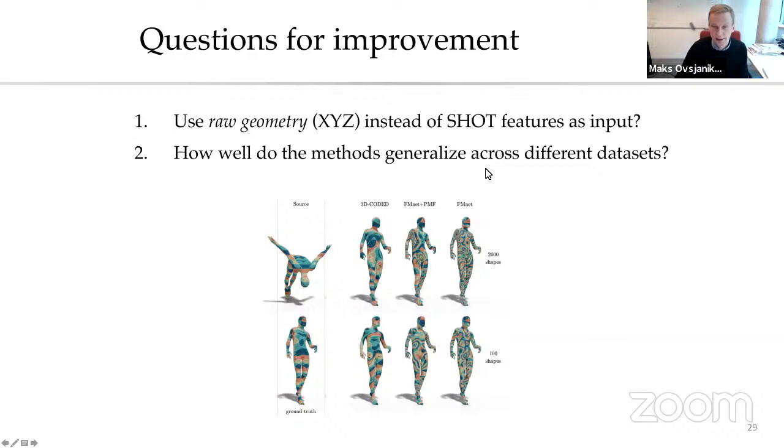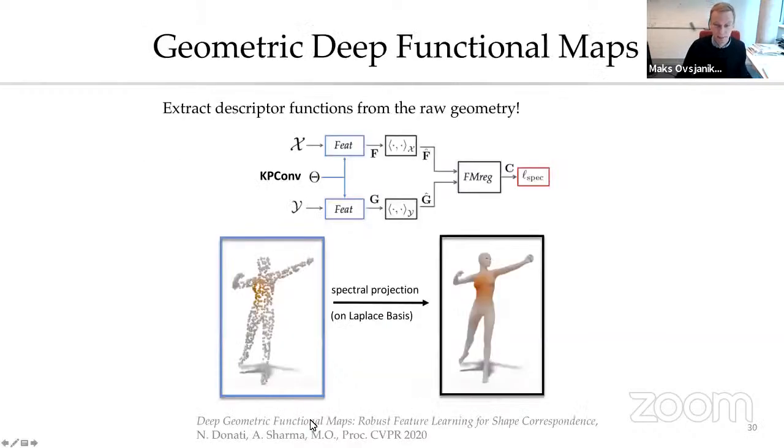Remember I said that if you use the template, it's very difficult to train on one dataset and test on another. So we tried to see how well existing methods could actually do. And this led to a paper that appeared in CVPR last year. It's called Deep Geometric Functional Maps. Basically, the idea was that first, let's learn the features directly from point clouds. And secondly, there's another contribution that I'll mention in just a second.